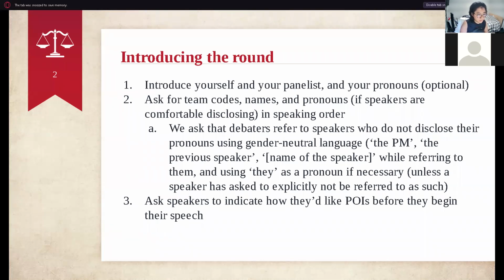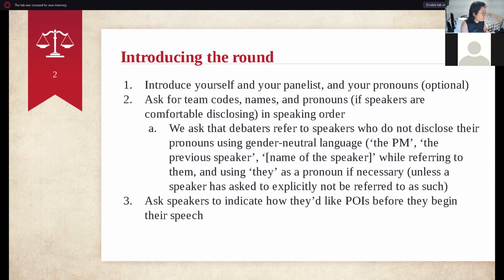Okay, next, ask speakers to indicate how they like POIs before they begin their speech. So this is also really important. Some speakers get really anxious if people unmute themselves, for example, and ask a POI. So making sure that you indicate what your POI preference is and making sure that that is enforced adequately by the chair. So basically, for example, if someone were to unmute, you want to really emphasize the fact that these speakers have preferences that you have to fulfill as other speakers and this obligation that you have.